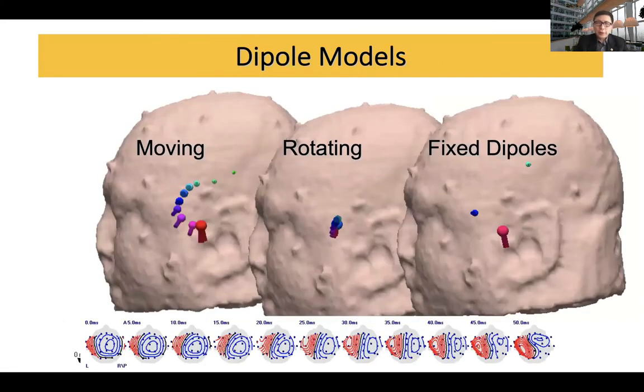The dipole model can be used in different forms, like the moving dipole model, the rotating dipole model, or the fixed dipole model, at different times, because the voltage potential may change over time.